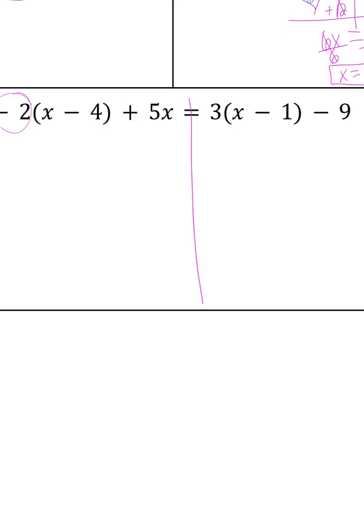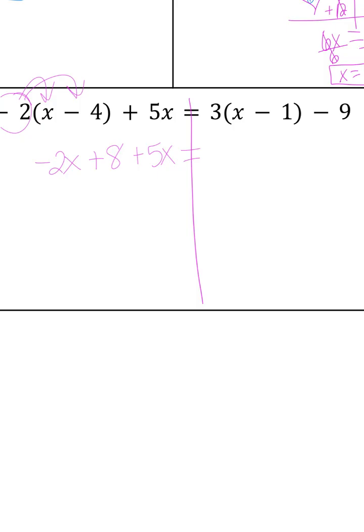Negative 2. Negative 2 jumps the fence to x. What do you get when you do negative 2 times x? Negative 2x. Now negative 2 is going to jump the fence to negative 4. What do you get when you do negative 2 times negative 4? A positive 8. Can negative 2 jump all the way down there to the 5x? Nope, so let's just drop it down. Drop down our equal sign, and now let's go look at the other side.